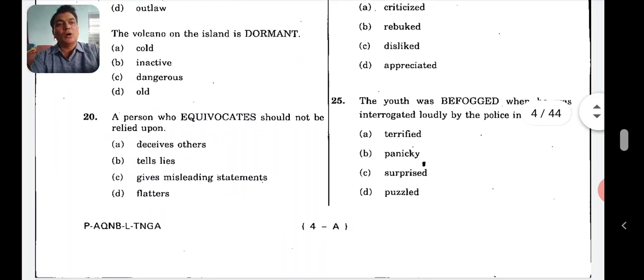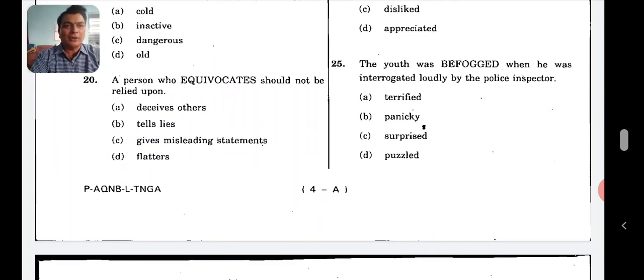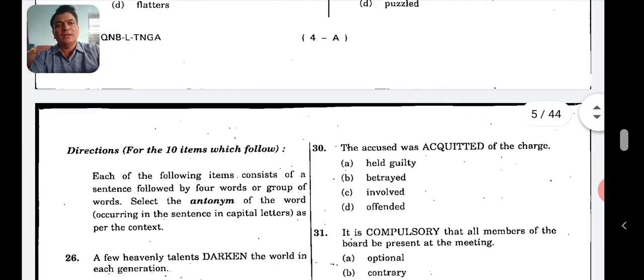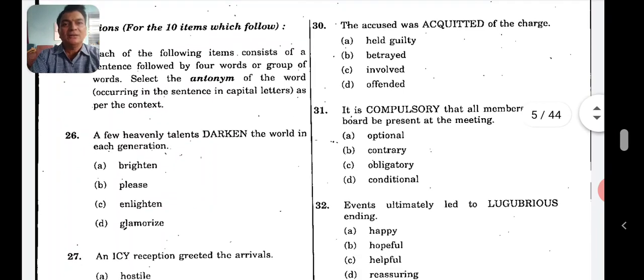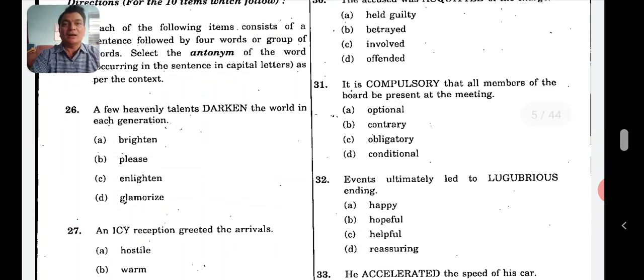The youth was befogged when he was interrogated loudly by the police inspector. The youth was terrified. So terrified is a synonym of befogged. Let's go to the 26th one, and 26th onwards. What are they? They are all antonyms. And what are antonyms? Antonyms are opposite words. Now, a few heavenly talents darken the world in each generation. Darken. Very simple one. So what will be the antonym of that? It's brighten. So the answer of the 26th one is brighten.